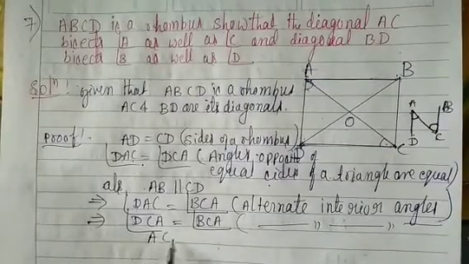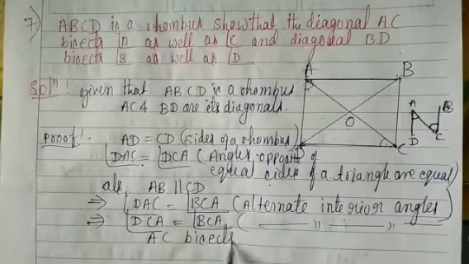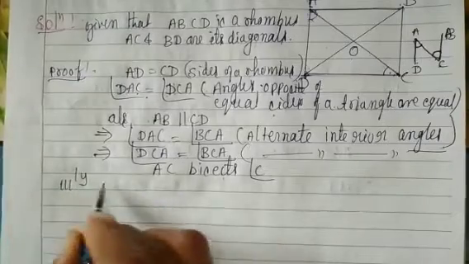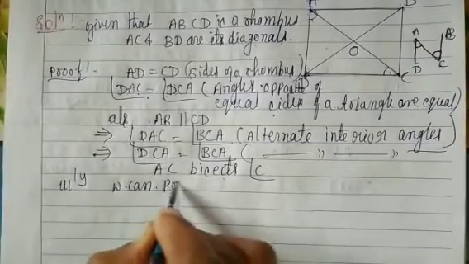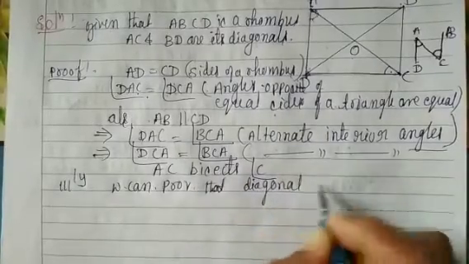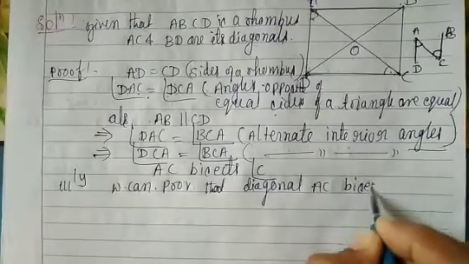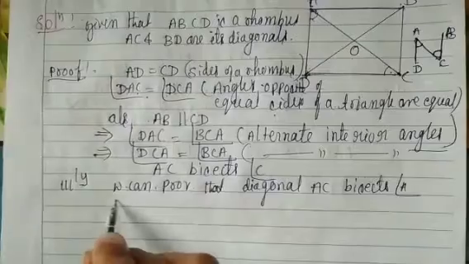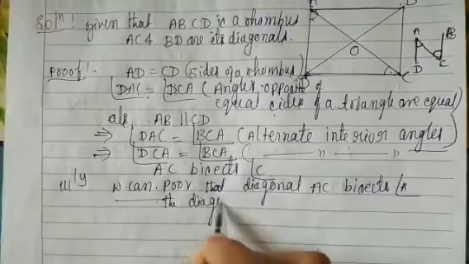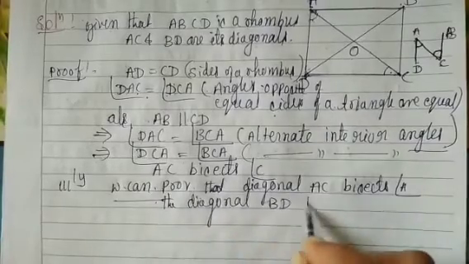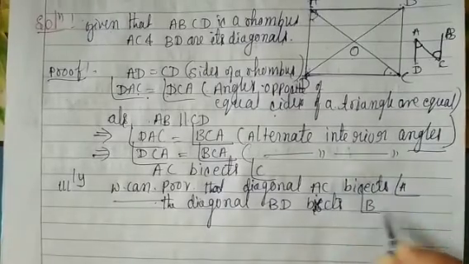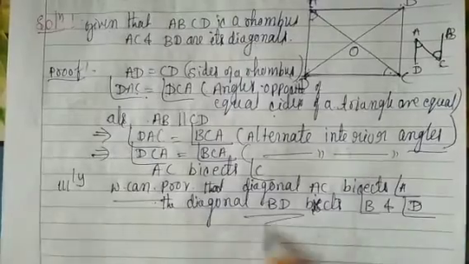Therefore, AC bisects angle C. Similarly, we can prove that diagonal AC bisects angle A. Following the same method, we can prove that the diagonal BD bisects angle B and angle D. Hence proved.